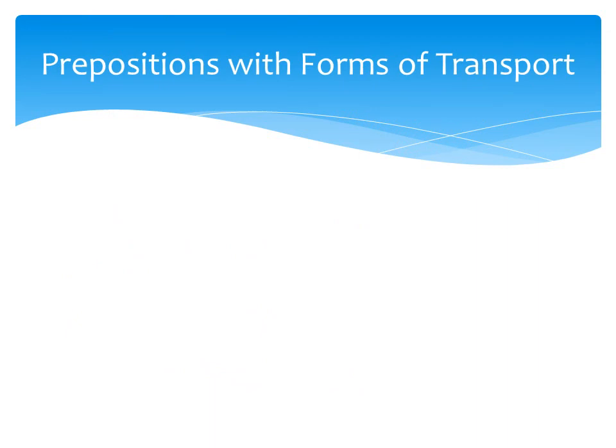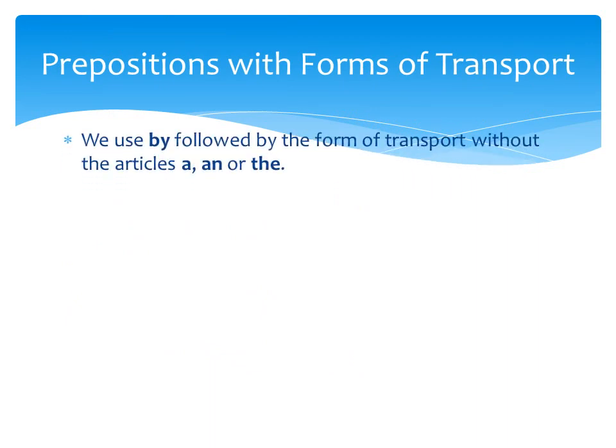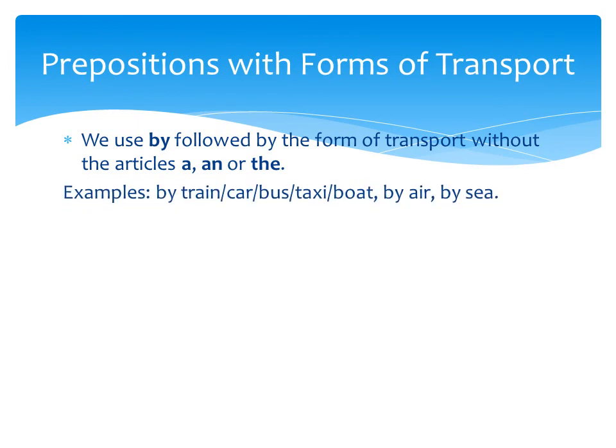Prepositions with forms of transport. We use by followed by the form of transport without the articles a, an or the. Actually, we will not use any article with them. Like examples, by train. We traveled by train, we traveled by car, we traveled by bus, we traveled by taxi, by boat, by air, by sea.